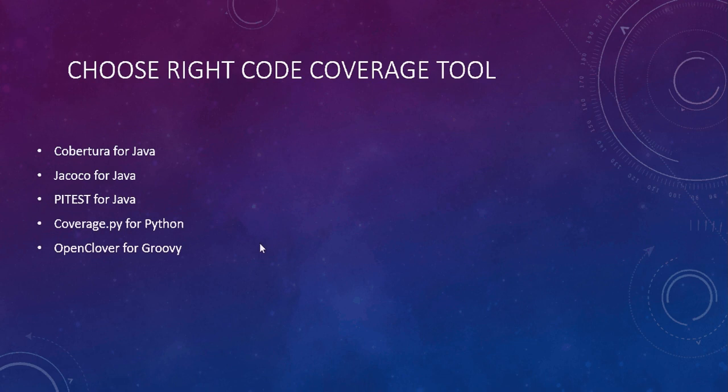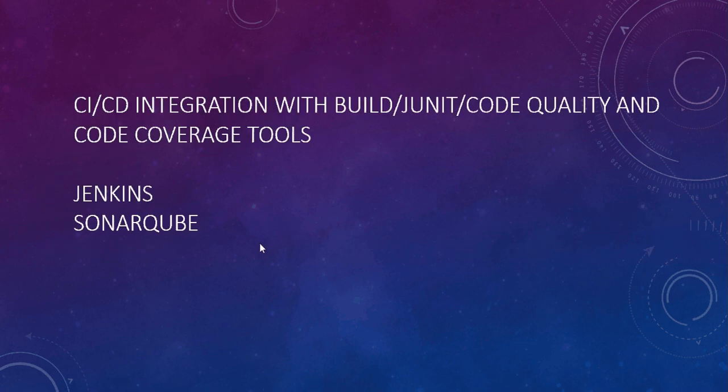Once you improve it, then the quality of the software is high, and also you are indirectly improving the productivity of your productivity from the developer point of view. The next and final one is CI/CD integration with build, JUnit, code quality, and the coverage tools.